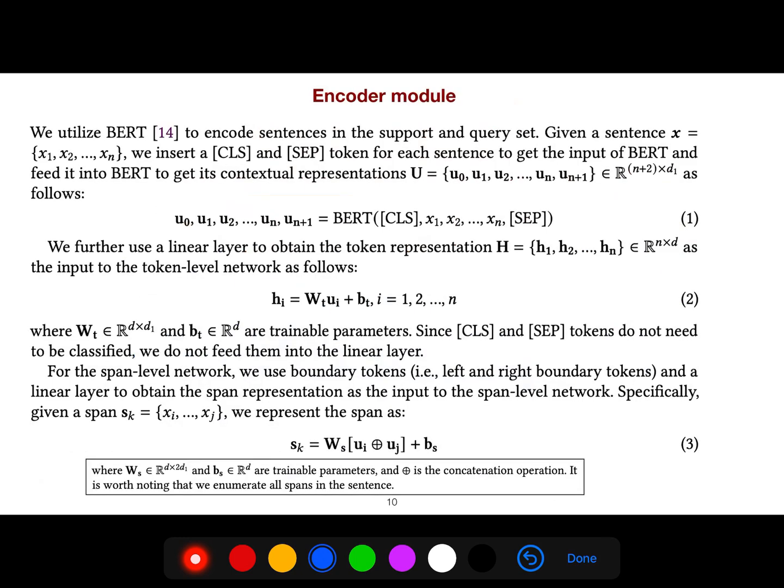We utilize BERT to encode sentences in the support and query set. Given a sentence, we insert a CLS and a separation token for each sentence to get the input of BERT and feed it into BERT to get the contextual representation. After we get the contextual representation, we have a token level network, which is just a linear layer. But for the span level network, we use the left and right boundary and a linear layer to obtain the span representation as input to the span network.